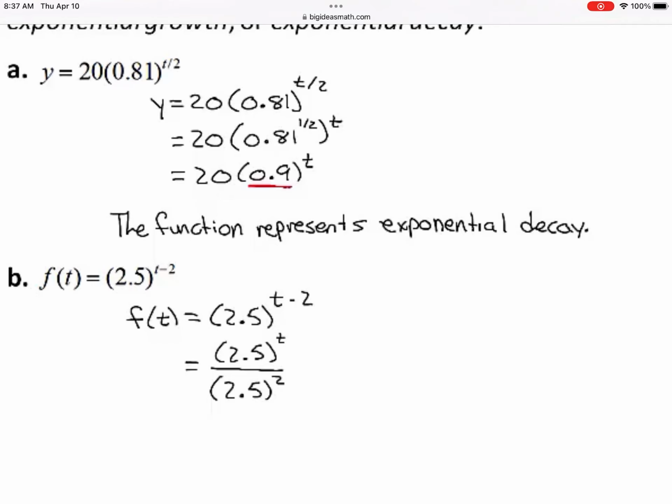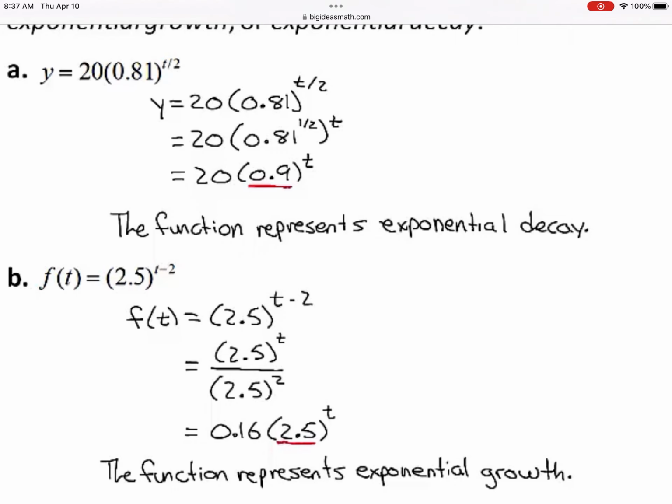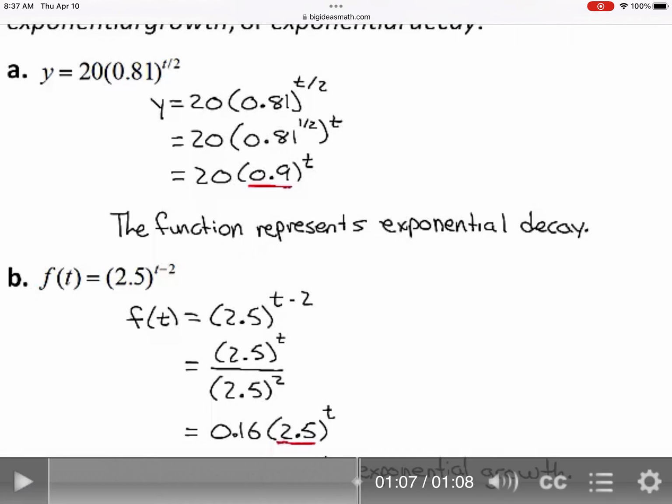Next, evaluate 2 and 5/10 to the second power and simplify to get f of t equals 16/100 times 2 and 5/10 to the tth power. Because the growth factor 2 and 5/10 is greater than 1, the function represents exponential growth.